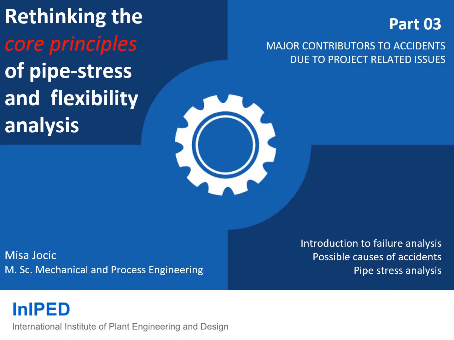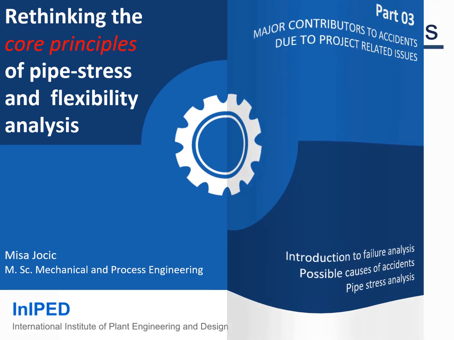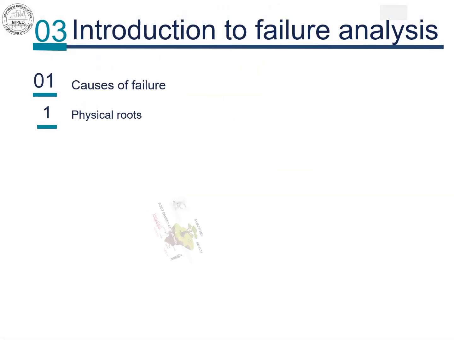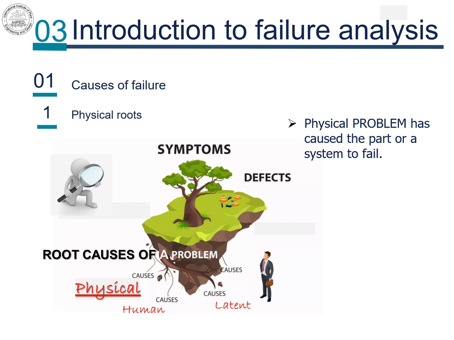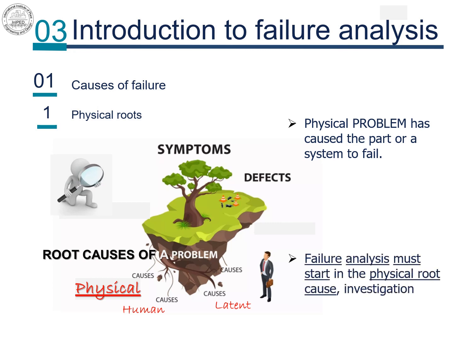Part 3, Major Contributors to Accidents Due to Project-Related Issues. Introduction to Failure Analysis, Possible Causes of Accidents, Type Stress Analysis. Causes of failure can be found in the roots of a physical realm. Physical roots of the problem is the mechanism that causes the part or the system to fail. Failure analysis must start with accurately determining the physical roots, because without that knowledge actual human and latent roots cannot be detected and corrected.